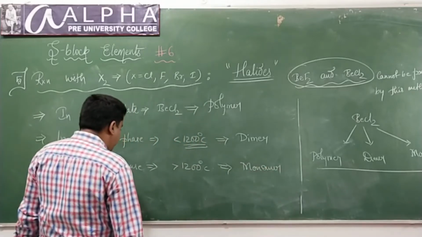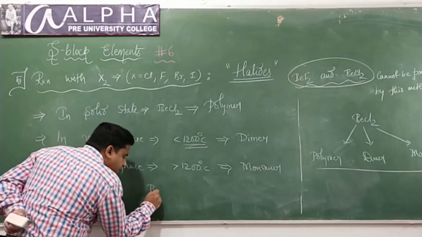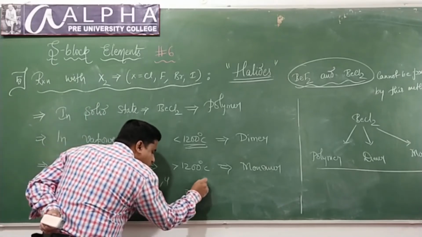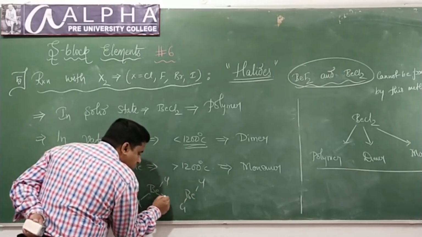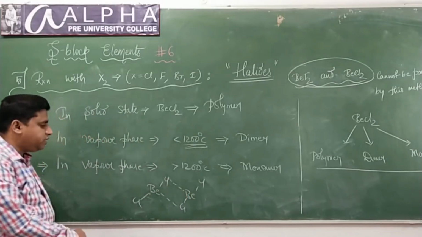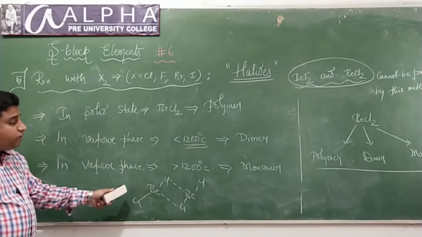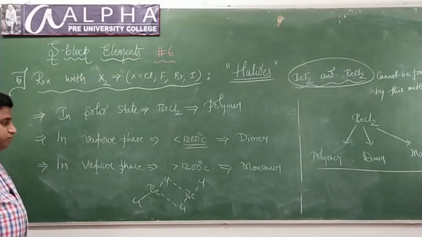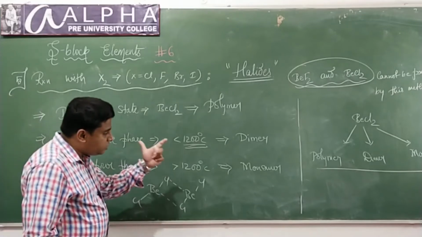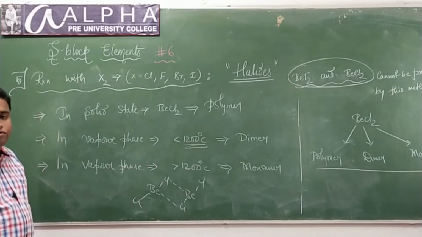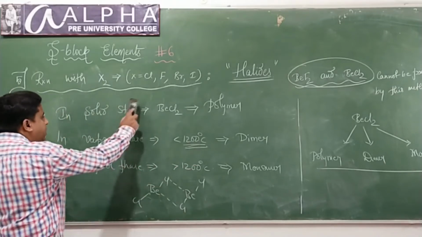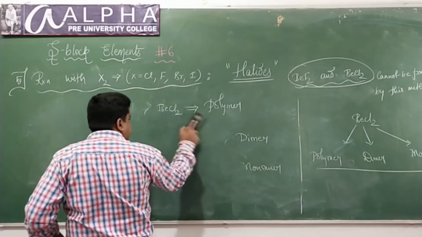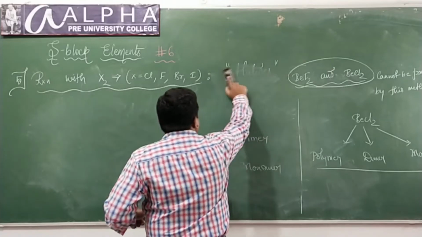Dimer means, how do you write a dimer? Just like this. Dimer, beryllium chloride. Look at this. It exists in the form of what? A dimer. When the temperature is less than 1200 degrees centigrade, in which phase? In vapor phase. Whereas if the temperature is greater than 1200 degrees centigrade, it exists in the form of a monomer. Okay, we shall take one more question. Let us understand a question now. Observe this question.